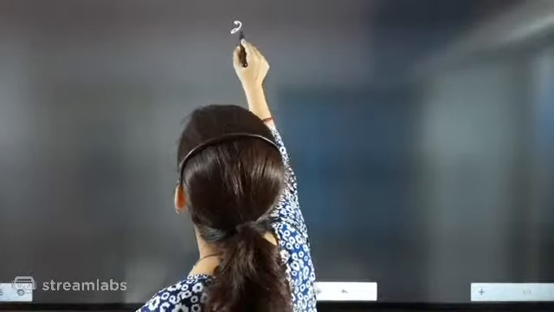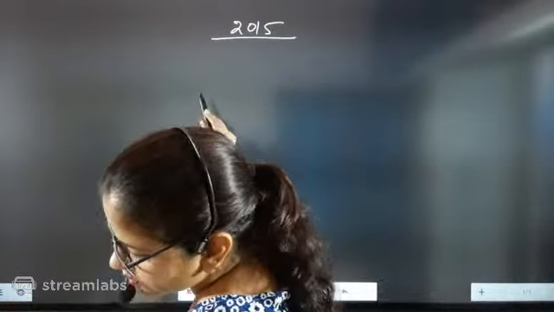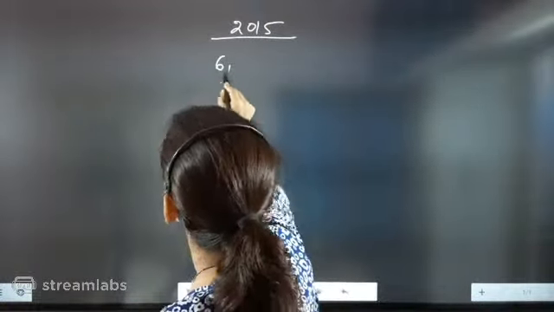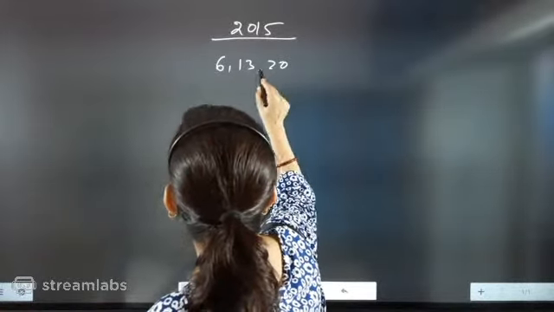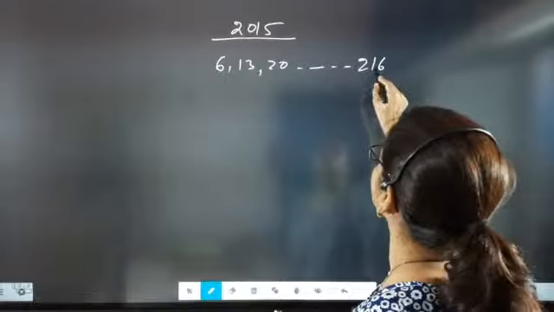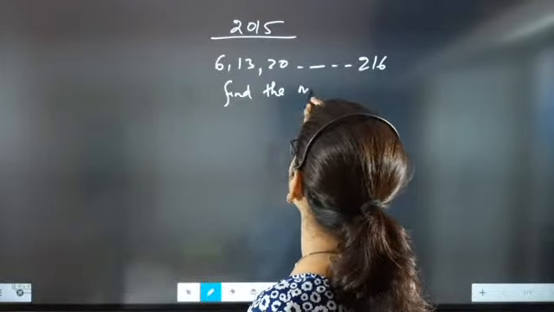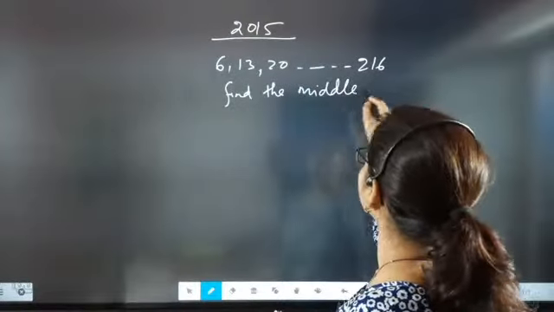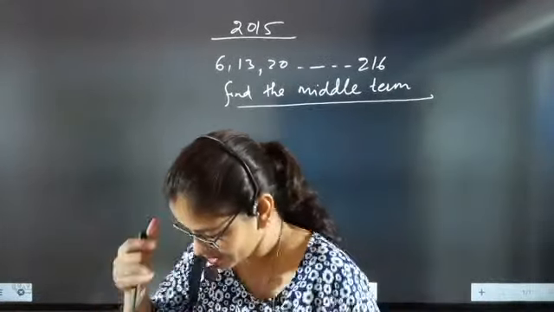Now look here, beta, a question given in CBSE 2015. They told that a sequence is there: 6, then 13, then 20, till the last term is 216. And they are telling to find the middle term. Now let's see how fast you are going to kill this problem.